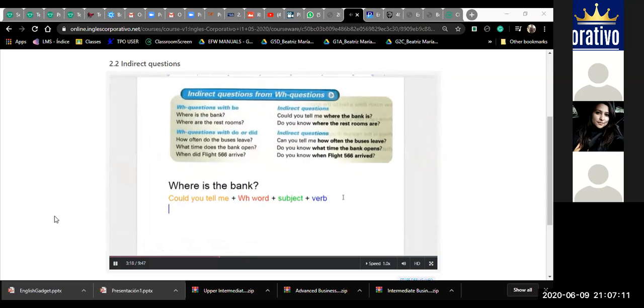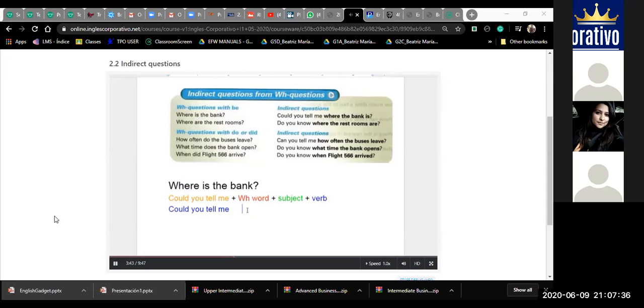And then this is going to be followed by a WH word. In this case, it happens to be where, but it could be any other WH word. For example, it could be what time, how often, when, etc. Any kind of WH word is what we're going to include here. So could you tell me, and in this case I will ask where.